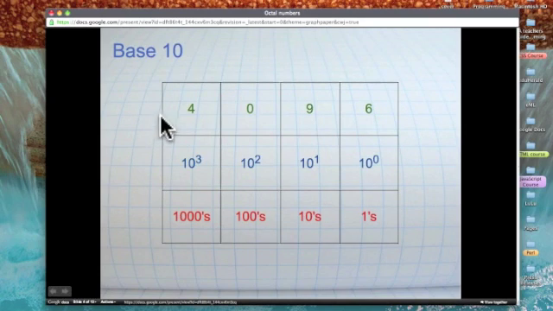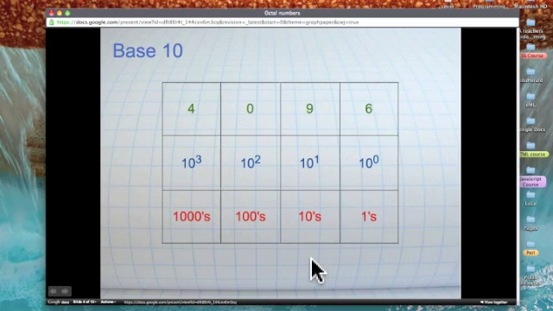And when we put a number together like the one in the top row here, 4096, we interpret that as 4096. But why? Well, it's because each position represents a value. The rightmost position represents our number base 10 raised to the 0th power, or 1. So I have 6 ones.